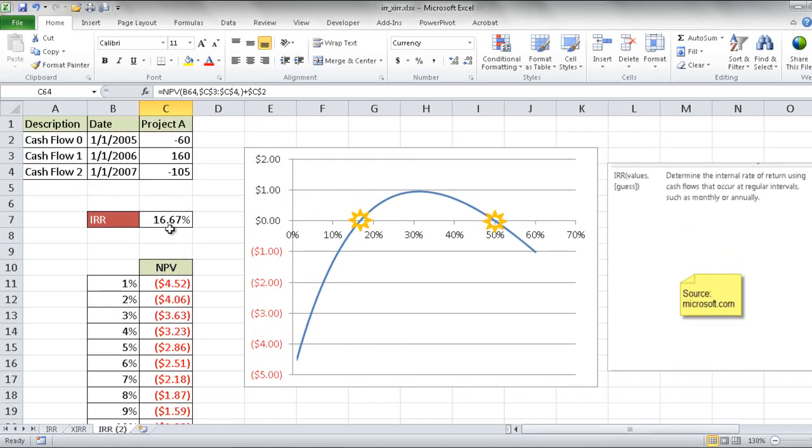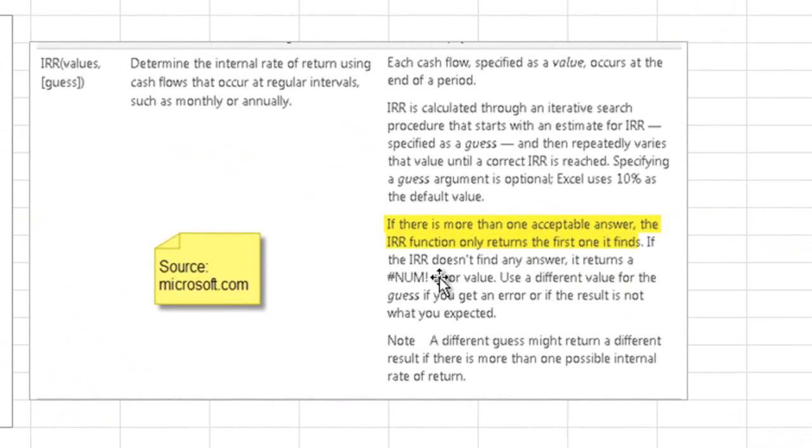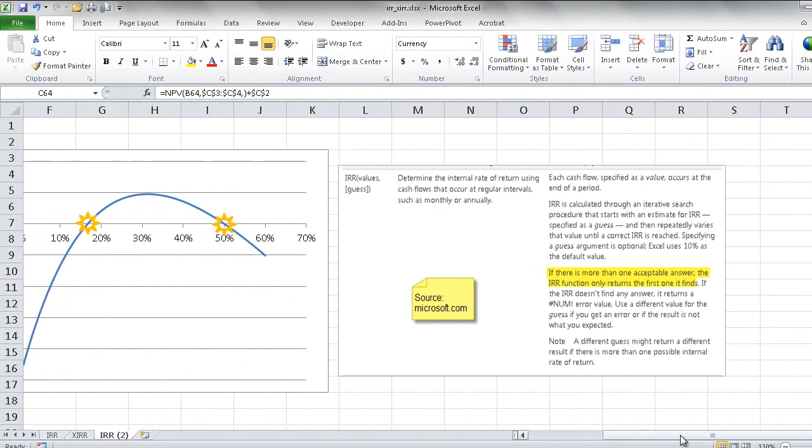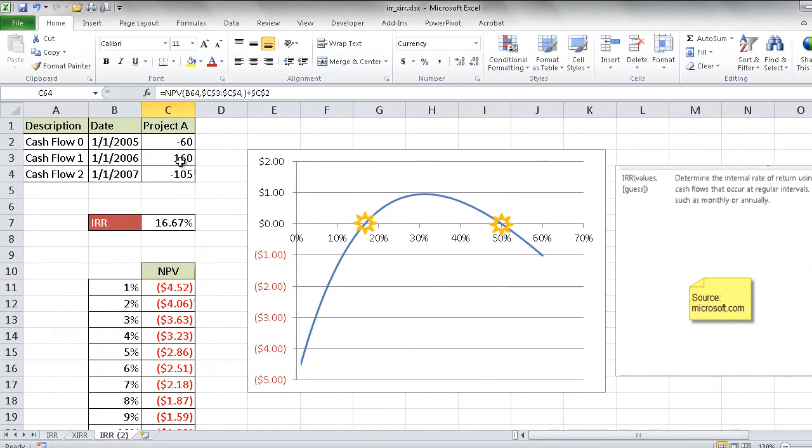So here's an explanation of why it chose 16.67%: if there's more than one acceptable answer, the IRR function returns the first one it finds. So in this instance, where you'd have unconventional cash flows, where there are multiple positive and negative cash flows, IRR might not be a good tool to do the analysis. Rather, NPV is probably a better tool to figure out if the NPV is greater or less than zero, so you can decide whether to accept or decline the project. So that's just one large caveat of IRR. It's really simple to use, but you need to be aware that if you have unconventional cash flows, it might not provide the best answer.